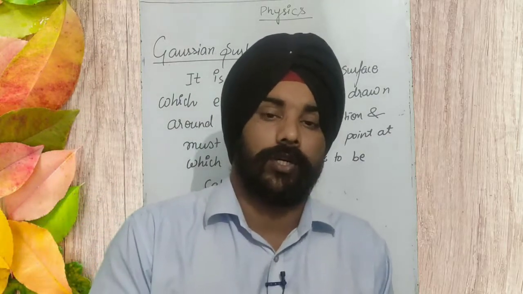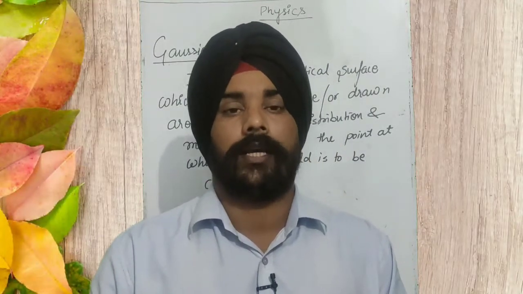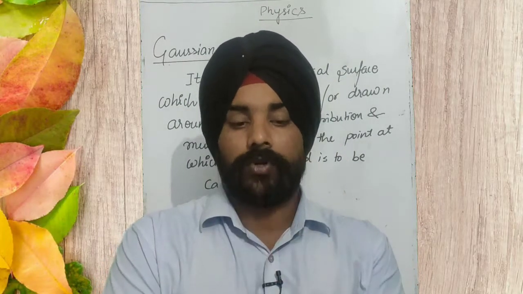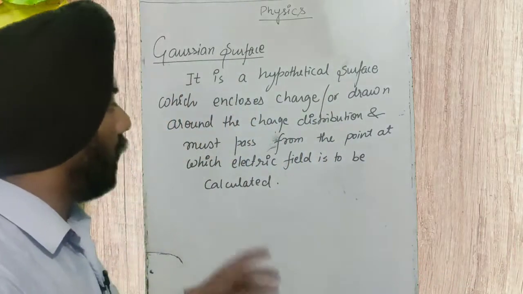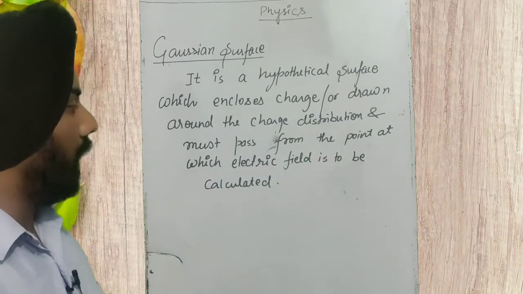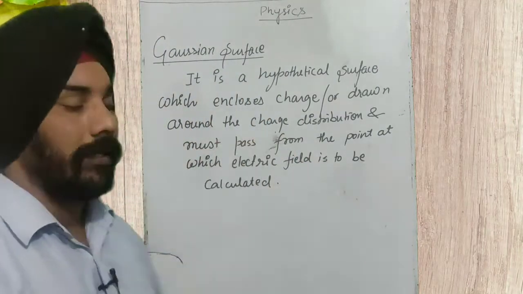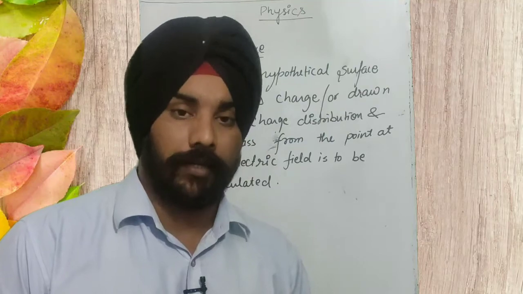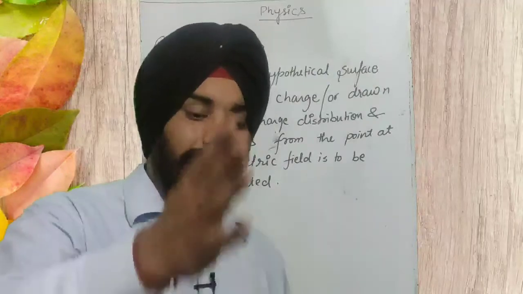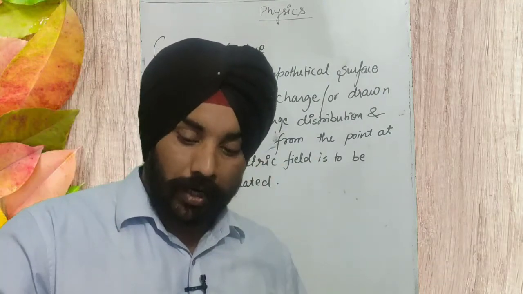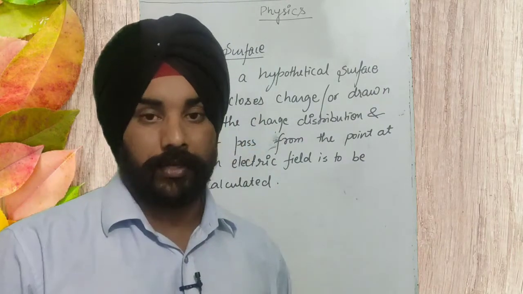It is a hypothetical surface which encloses the charge, or which is drawn around the charge distribution, whatever charge distribution we are talking about, or due to which we are going to calculate the electric field at any point. We have to draw this hypothetical surface around that charge distribution. And one more thing, the point at which you want to find the electric field intensity due to this charge distribution, this hypothetical surface must pass through that point. That point should not be inside the closed surface, it must be on the surface.